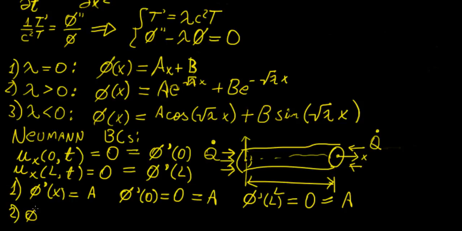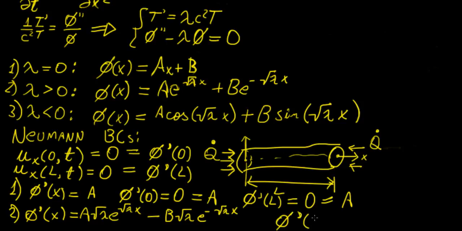Now let's consider the second case. Let's find the derivative of that function first. So we're going to have A square root of lambda e to the power of square root of lambda x minus B square root of lambda e to the power of minus square root of lambda x. And now what we're going to do is apply the boundary conditions. So let's get started with the one at 0, which is going to be 0.